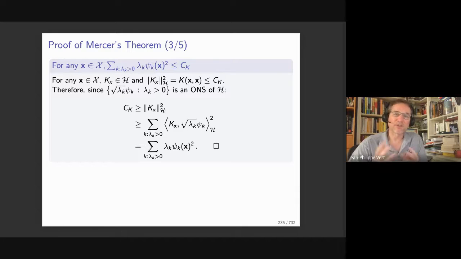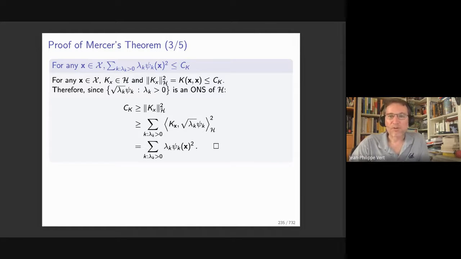Now we use this bound, and starting from the right, we write C_K, which is larger than the squared norm of k_x in the RKHS. And now we use what we had in the previous slide, which is that the set of square root of lambda k psi k is an orthonormal system of the RKHS. So this means that if we project k_x onto all these unit vectors, which are orthogonal to each other, then the norm of k_x is at least equal to the sum of the norms of the projections. Equal, if we knew that the psi k times square root of lambda k form a basis, but this we don't know. We just know that they form an orthonormal system, right? So there may be some subspace that they do not fill. But here we just need a lower bound. So the squared norm of k_x is larger than the sum over k such that lambda k is strictly positive, this is what we want, of k_x inner product the unit vector square root of lambda k psi k, squared.